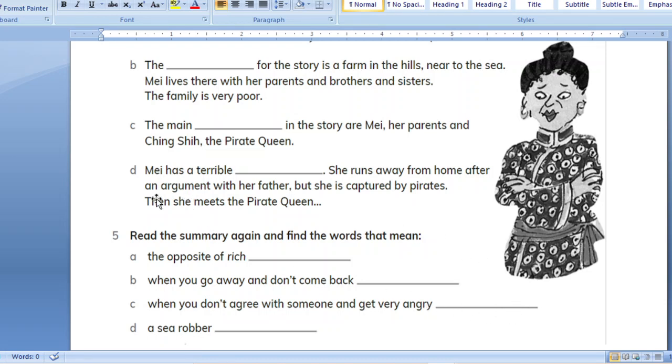Just look carefully, you will find it here. She runs away from home after an argument. So C is argument. A sea robber.